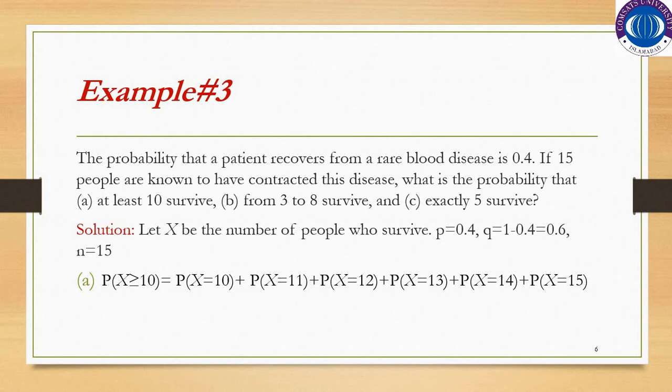Now, first of all, we look at the scenario whether it follows the binomial distribution or not. The very first property of the binomial distribution, if you recall, was that there should be two possible outcomes, success and failure. So what is the success for us? We have to find the probability that at least 10 will survive. So you are interested in the number of persons who survive.